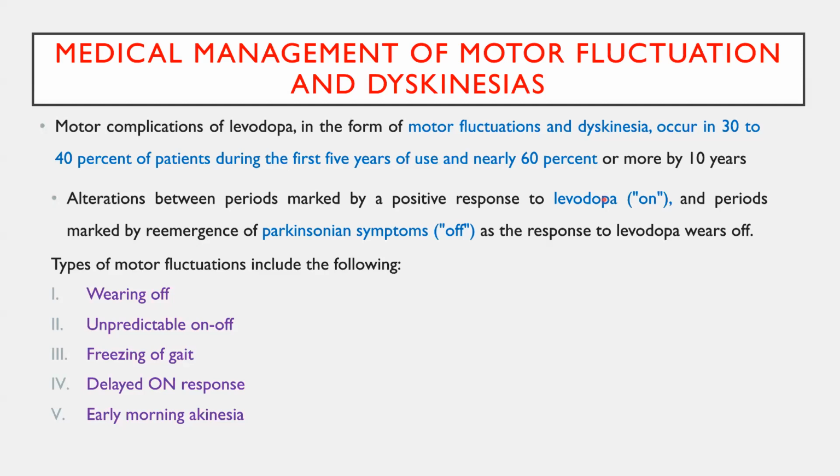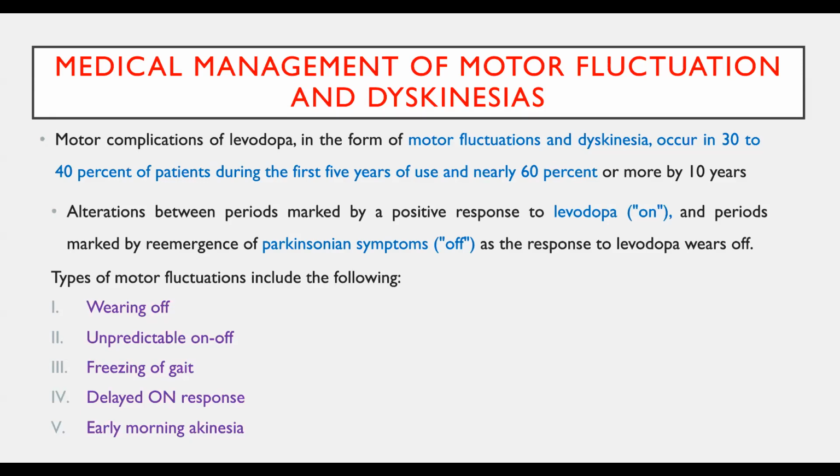So this is very important: motor fluctuation management after diagnosis and starting the treatment in Parkinson's disease. Okay, the following are the motor fluctuations. Most common would be wearing off. Second are the unpredictable on and off, sudden freezing of gait, delayed on response, and early morning akinesia or bradykinesia. These are commonly seen motor fluctuations. We'll see how to manage these conditions. Okay.